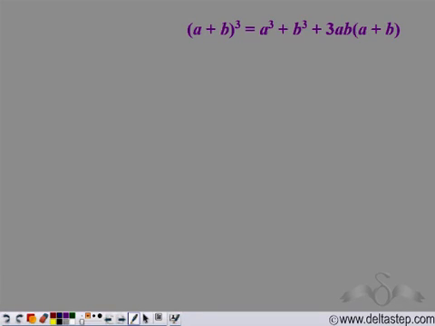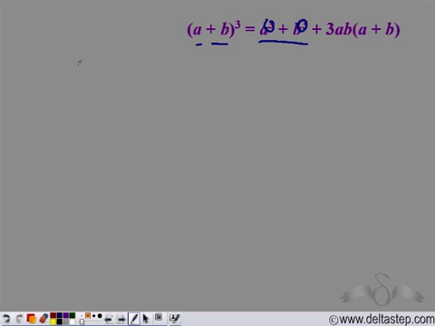You must be familiar with this identity. It helps you calculate the cube of the sum of two numbers. Now what if you want to calculate the sum of cubes of two numbers? That is, what if you want to calculate a cube plus b cube? For doing that, we have an a cube plus b cube here.